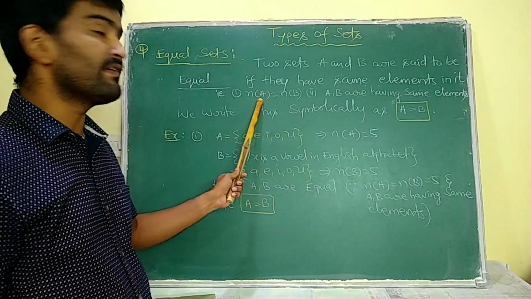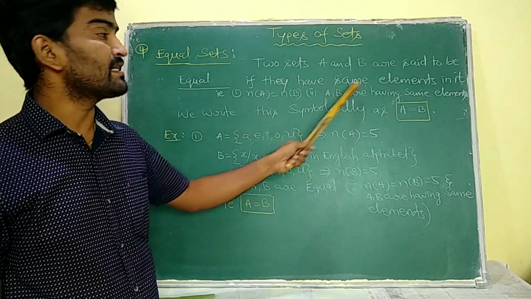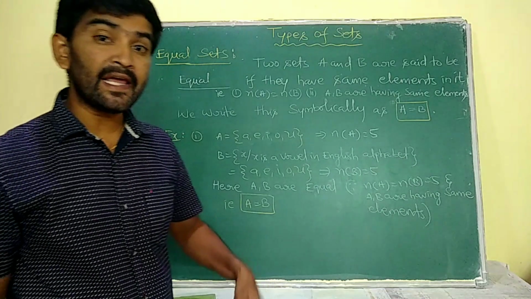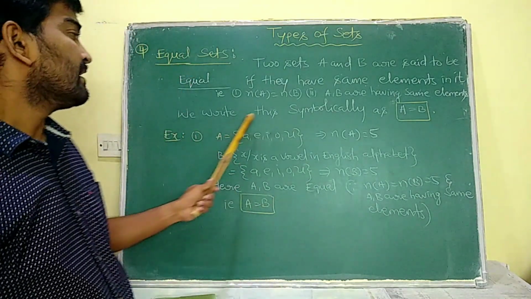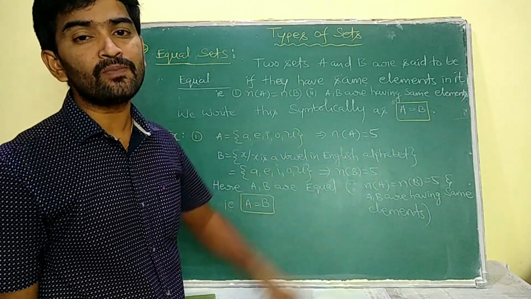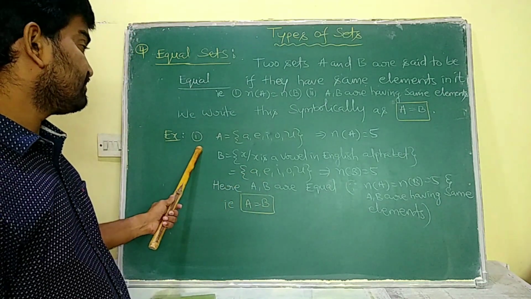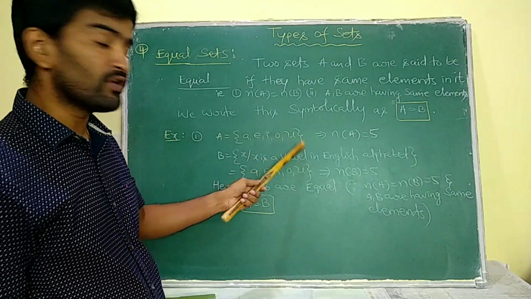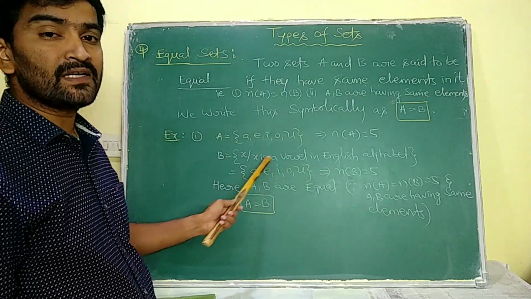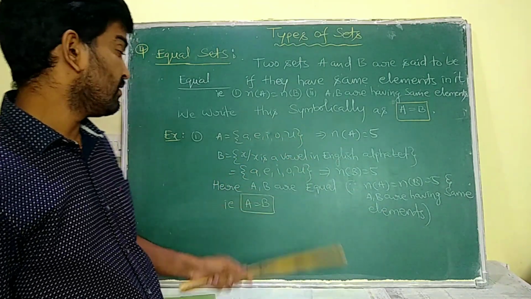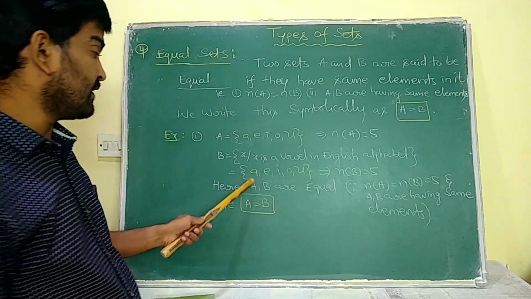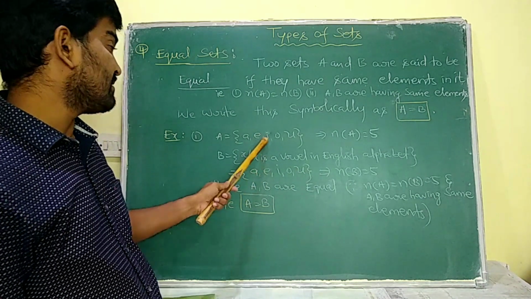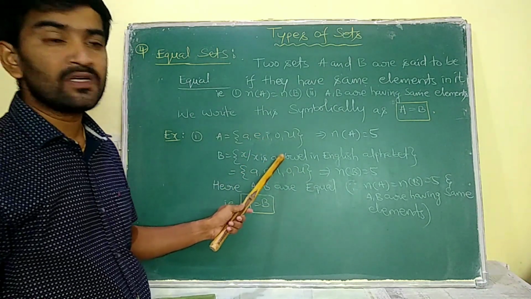Are A and B having the same number of elements and the same elements or not? Now if so, then A and B are said to be equal sets. Now we write this symbolically as A = B. Now see, let A be the set {A, E, I, O, U}, and B is {x such that x is a vowel in the English alphabet}. If I write this in roster form, then I will get {A, E, I, O, U}. Now just see, A and B are having the same elements, so A and B are equal.